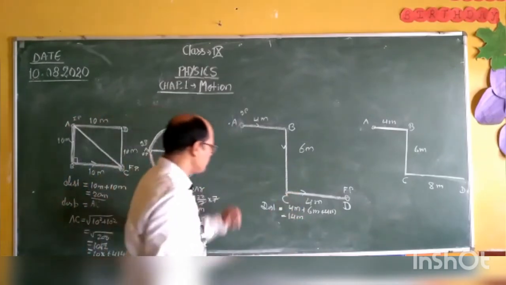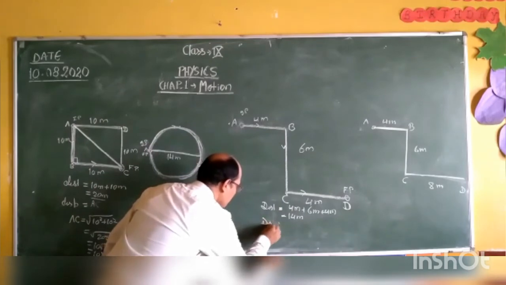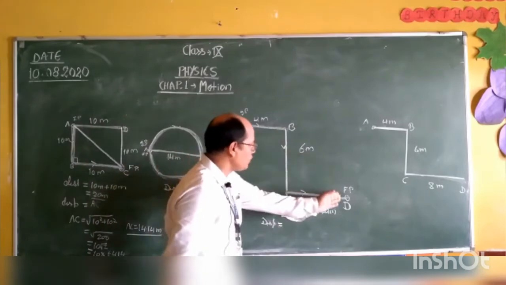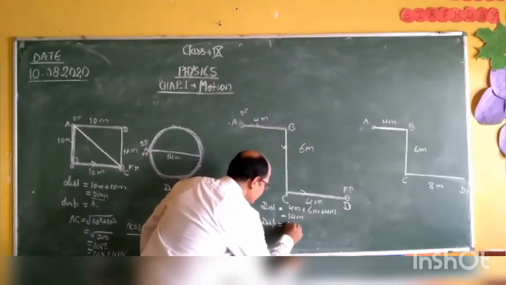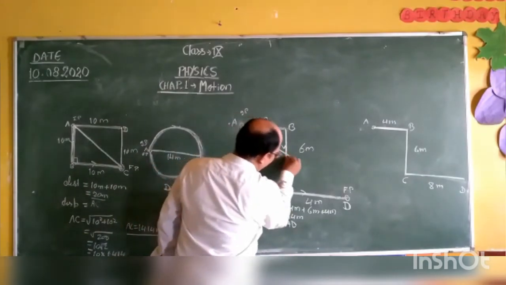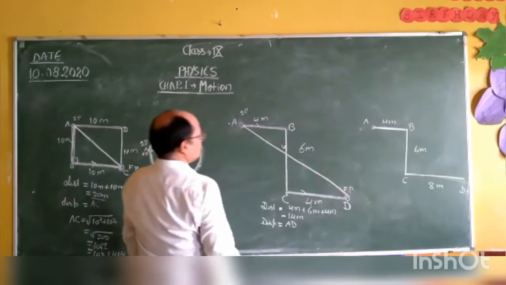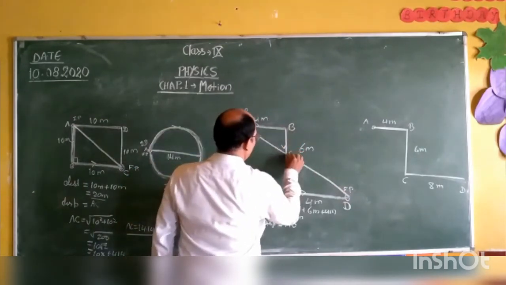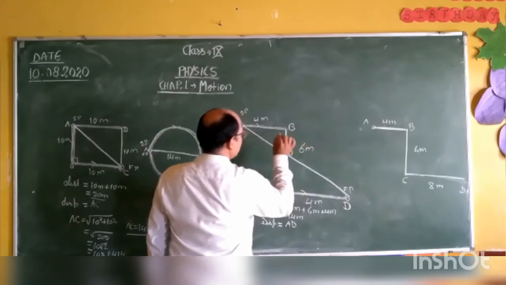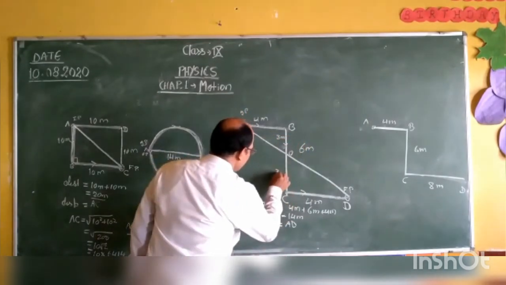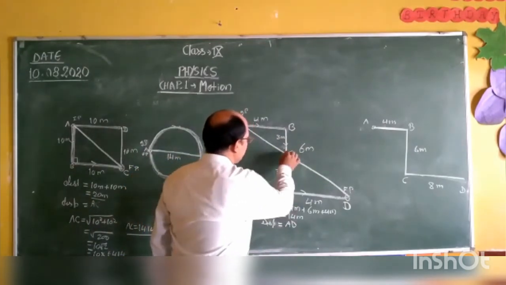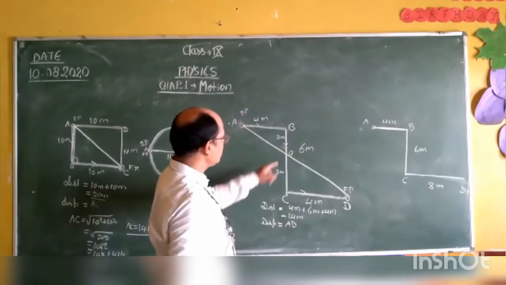But in the case of displacement, displacement is the shortest length covered between A to D. AD is our displacement. If we join A to D, then OB will be 3 meter and OC will be 3 meter. The line moves towards the midpoint and intersects BC at the midpoint.